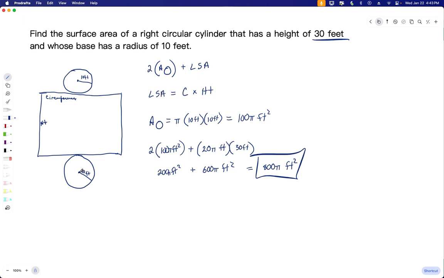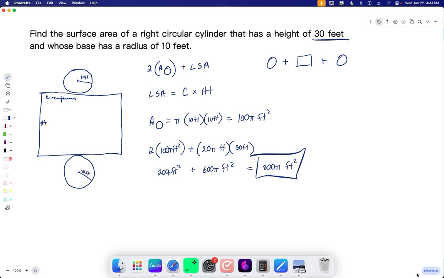And if you really think about it, what you're doing is you're doing circle plus rectangle plus circle. So if you need to think of it that way and do the 100 plus the 600 plus the 100, it's the same thing, right? It's how you need to think about it in order to wrap your head around it and solve it. So that is the answer for that problem. Let's look at the next one.